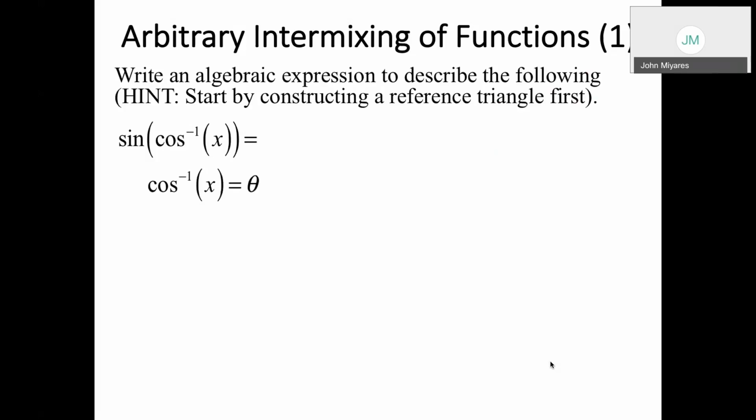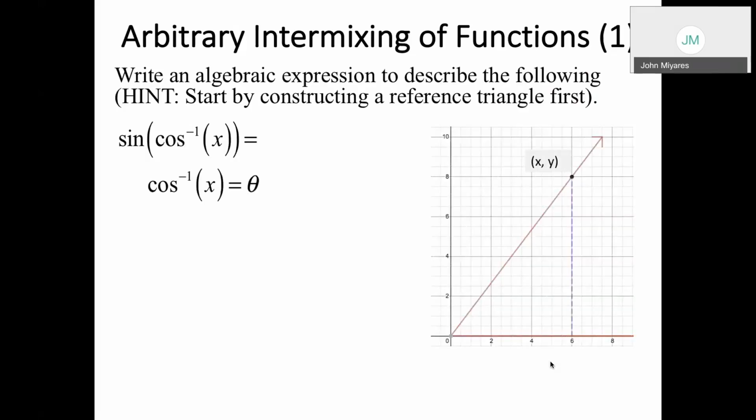Remember, when you're taking the inverse cosine of some value x, what you're getting out is some angle, which I can call theta. For simplicity's sake, let's construct that reference angle in the first quadrant, where theta is measured from the positive x-axis to the terminal side of the angle in quadrant 1. If the inverse cosine of x is angle theta, then equivalently, the cosine of angle theta must equal x.